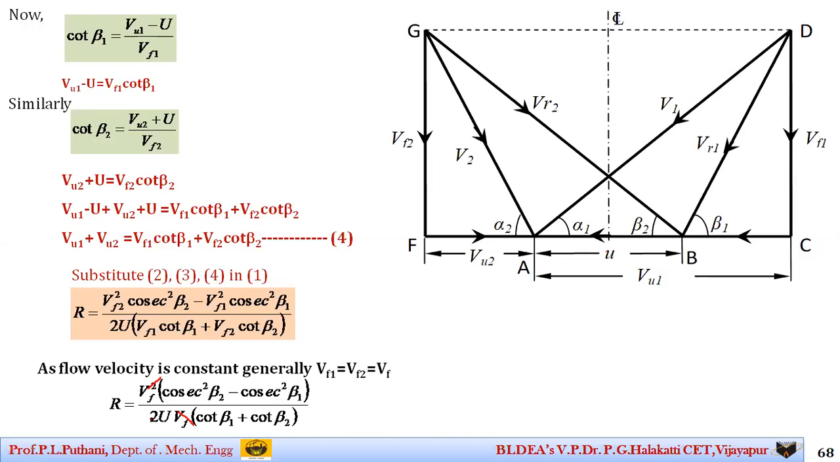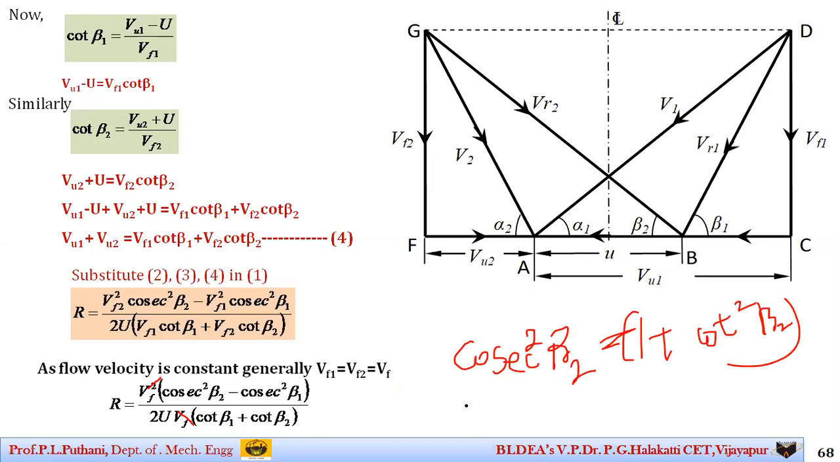You are remaining with Vf by 2U times (cosec square beta 2 minus cosec square beta 1) by (cot beta 1 plus cot beta 2). One more important point here, students: this trigonometric function, cosec square beta 2, I can write in this form, that is 1 plus cot square beta 2.